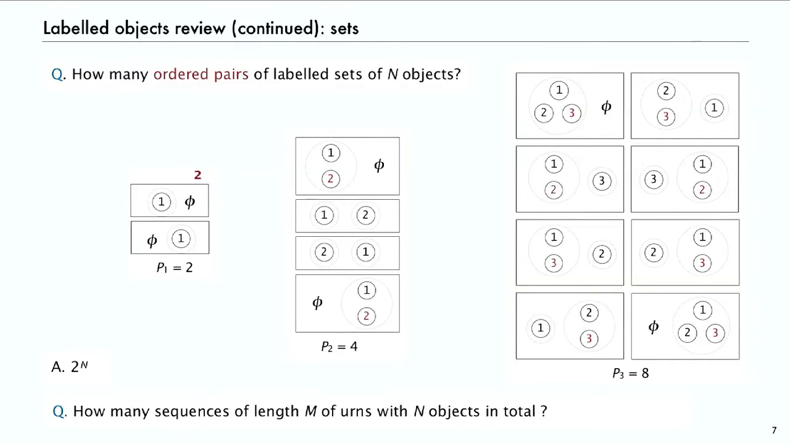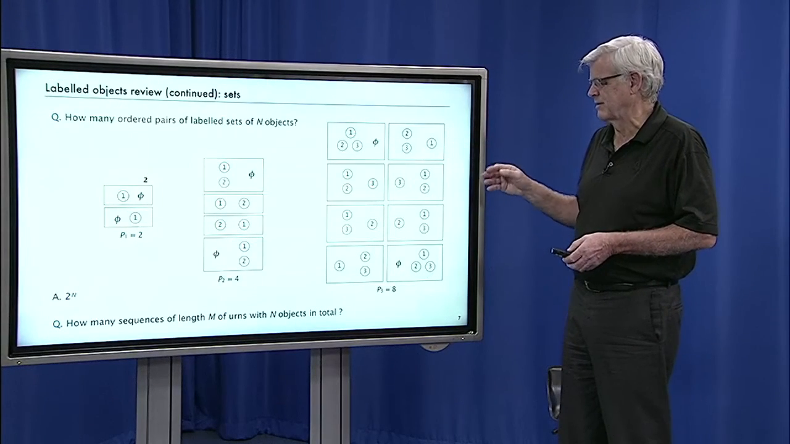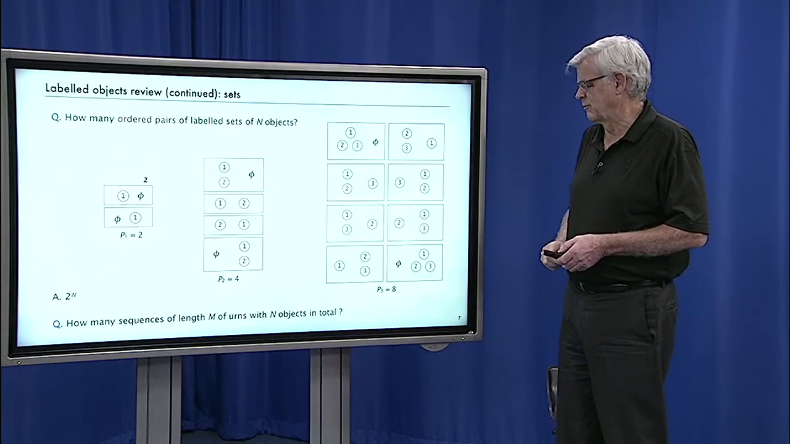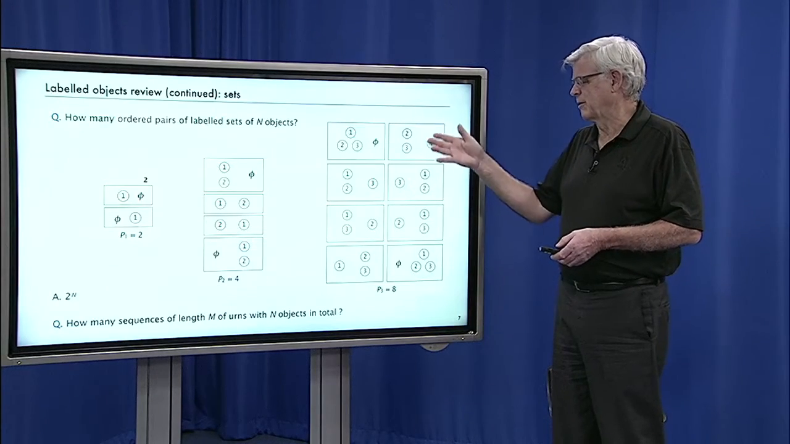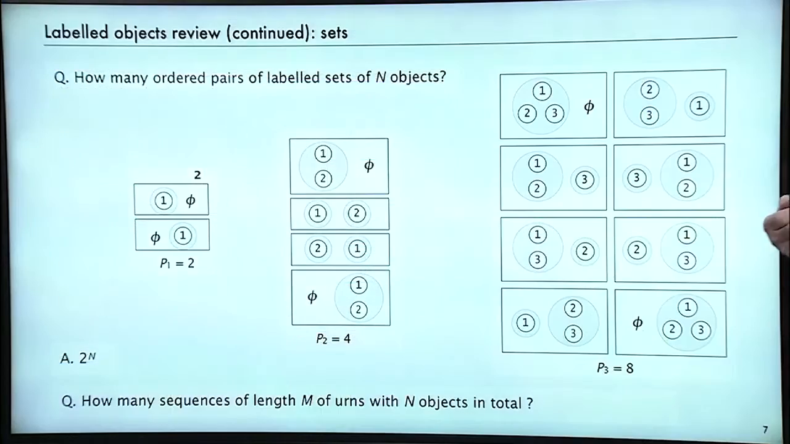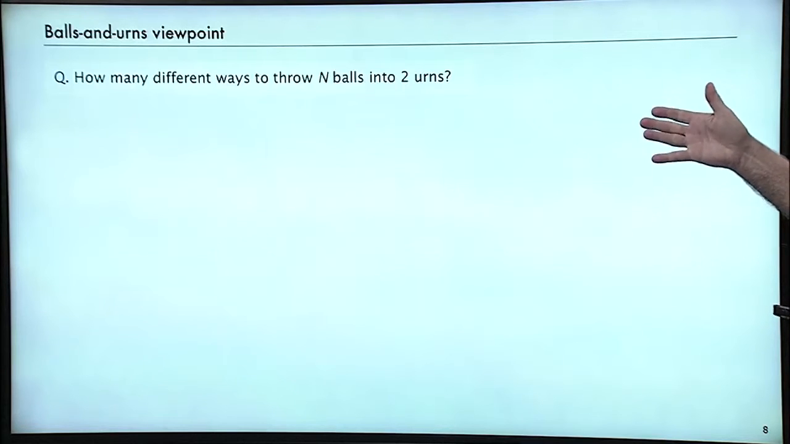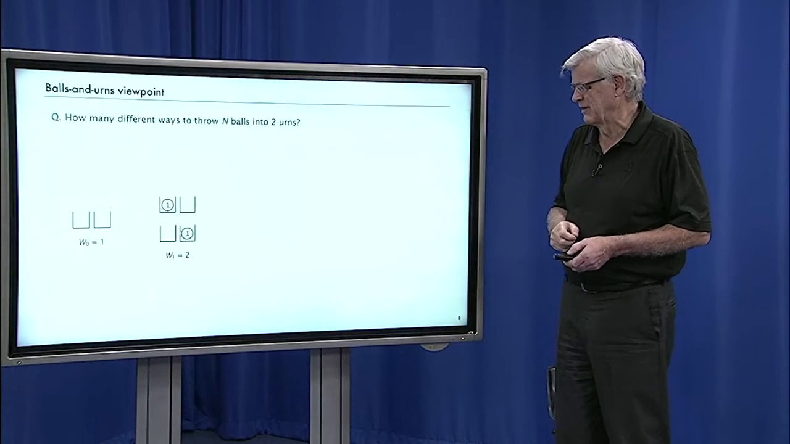What about instead of pairs, what if we have a sequence of m sets? How many sequences of length m of labeled sets of n objects are there? We use the word urn to talk about a set. It's a thing that can hold labeled objects. Thinking of it that way, a classical way to think of it is as balls and urns. So really what we're talking about is the number of different ways to throw n balls into 2 urns.